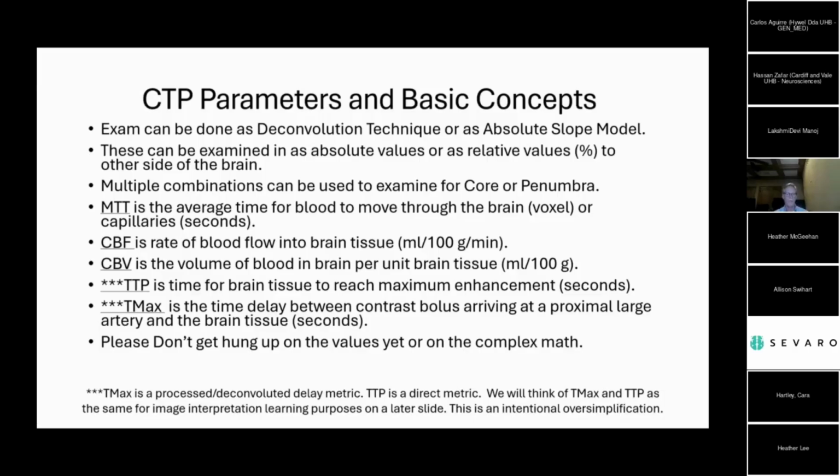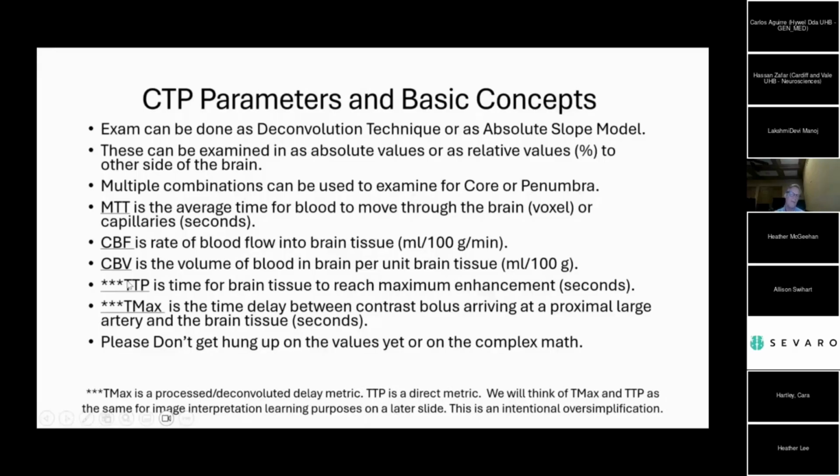Now, as far as the parameters themselves, they're listed right here. So the mean transit time, or MTT, it is how long it takes for the blood to go across the brain. It's given in seconds. The cerebral blood flow, or CBF, is the rate of blood flow into the brain. The CBV is the volume of blood per brain tissue, cerebral blood volume, excuse me. That's given in mLs per 100 grams.